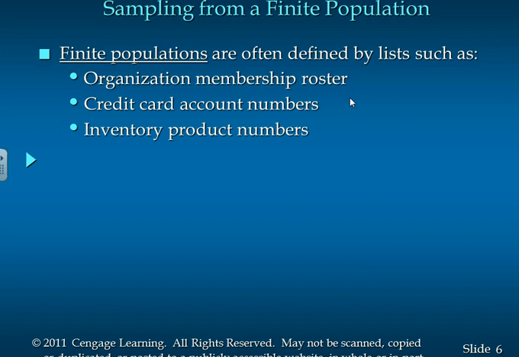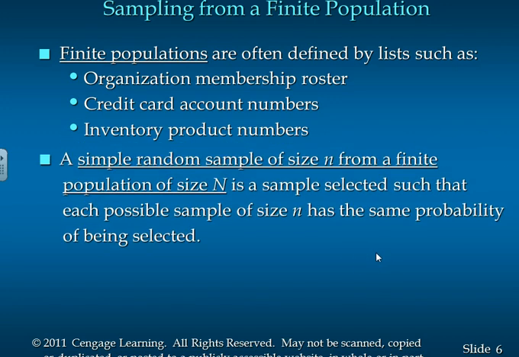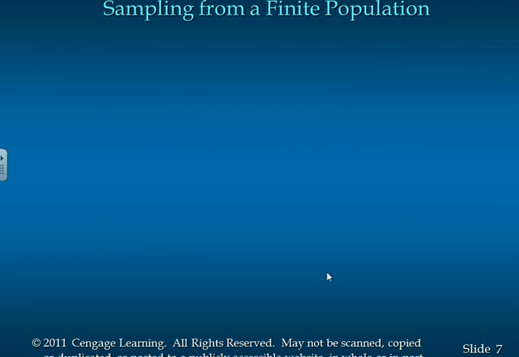So I have a membership list, I got a credit card account number, I have inventory of product numbers. So I got some finite population that I'm sampling from. My size is going to be big N, and my sample size is going to be little n. And we want that little n sample to have the same probability distribution as the big N sample would have had. That's the whole purpose.